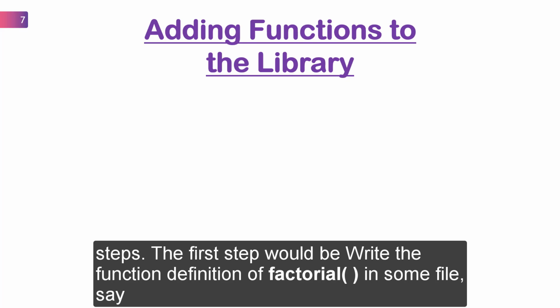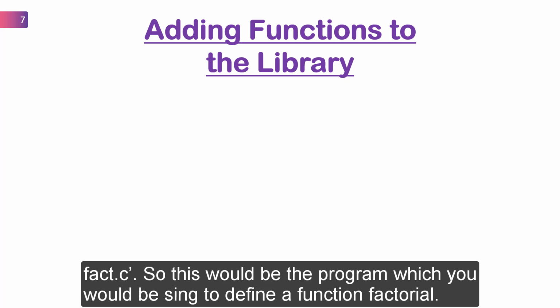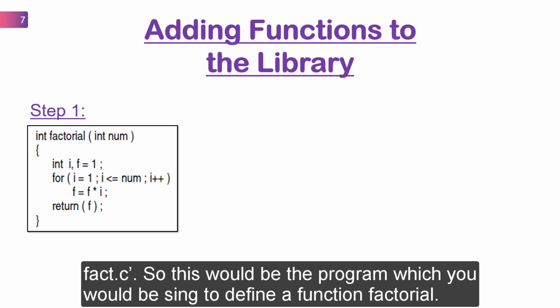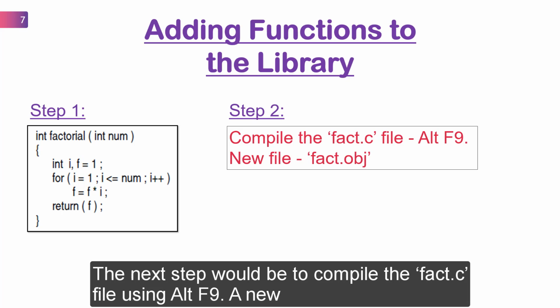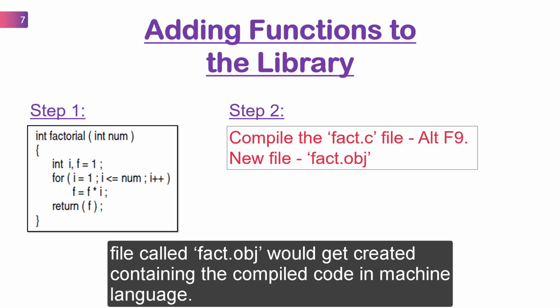The first step would be to write the function definition of factorial in some file, say fact.c. So this would be the program which you would be using to define a function factorial. The next step would be to compile the fact.c file using Alt F9. A new file called fact.obj would get created containing the compiled code in machine language.